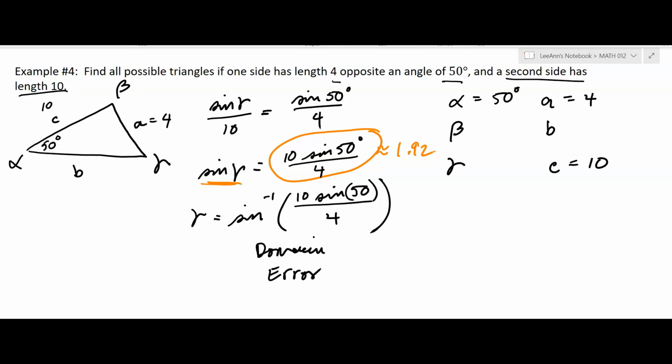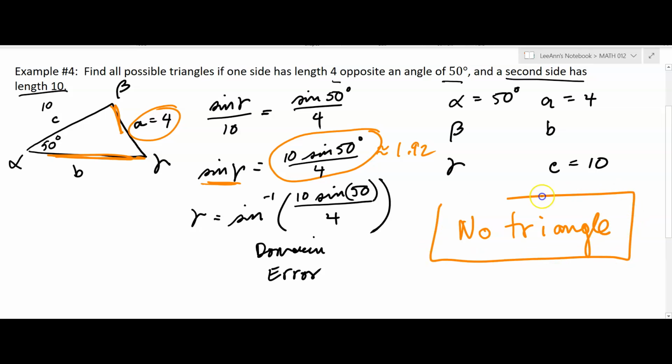It's just too big. So what does it mean? It means that this side was really too short. It was only going to like 4, and it didn't meet this side B over here. And so there's no triangle. All we can do is say no triangle. No triangle exists with these conditions or something like that. So it said find all possible triangles. There aren't any.